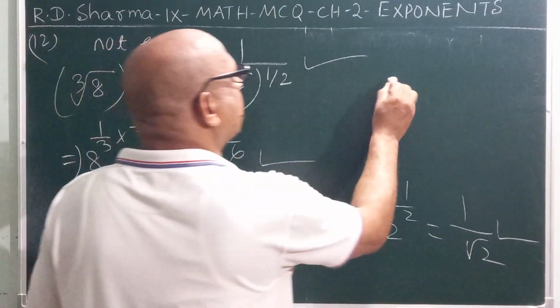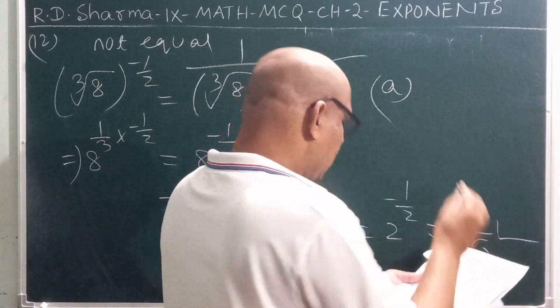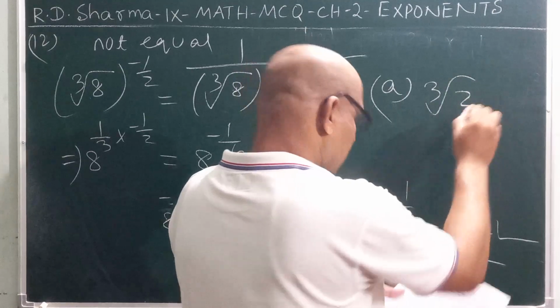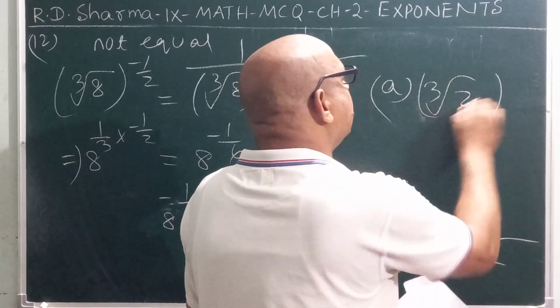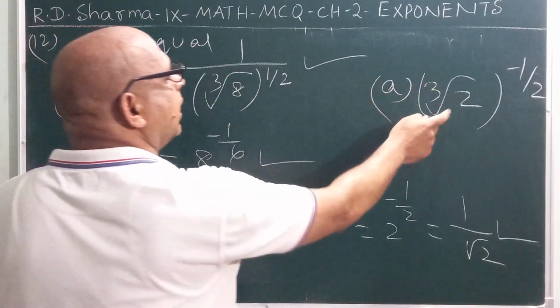So not equal. A is the right answer. Not equal 3 root 2 to the power minus 1 by 2. Not equal. This is the answer.